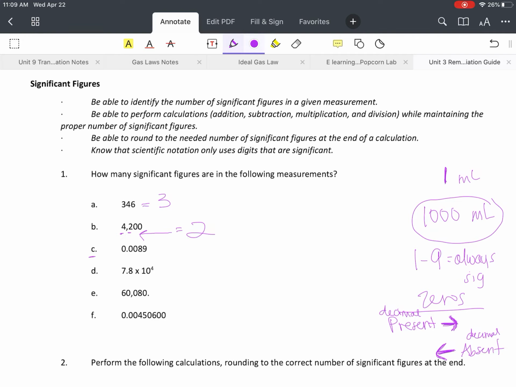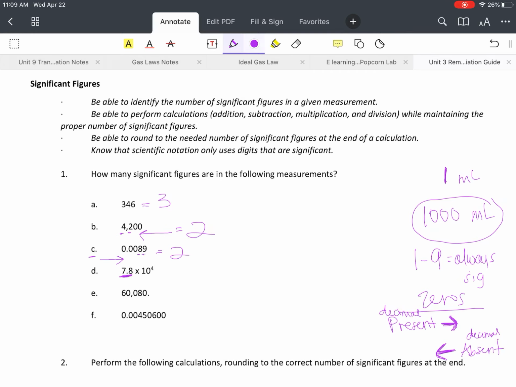For C, there's a decimal that's present. That means I'm going to count this direction. I can't start counting until I get to an actual number, so I'm skipping all these zeros. I'm going to count the 8 and the 9. So there's 2.